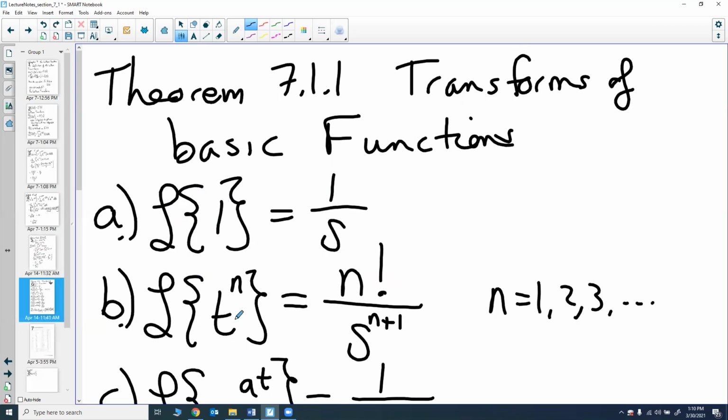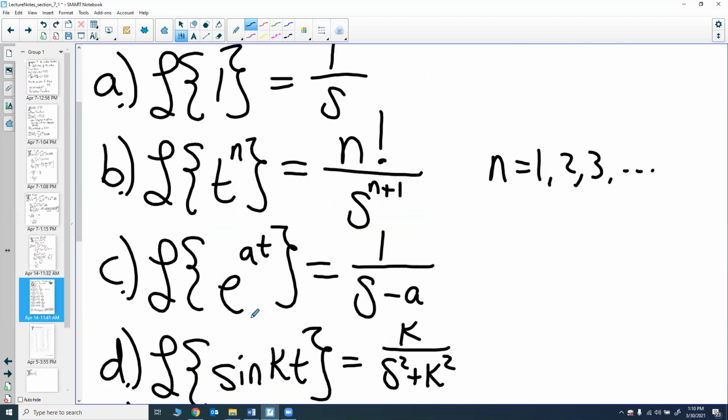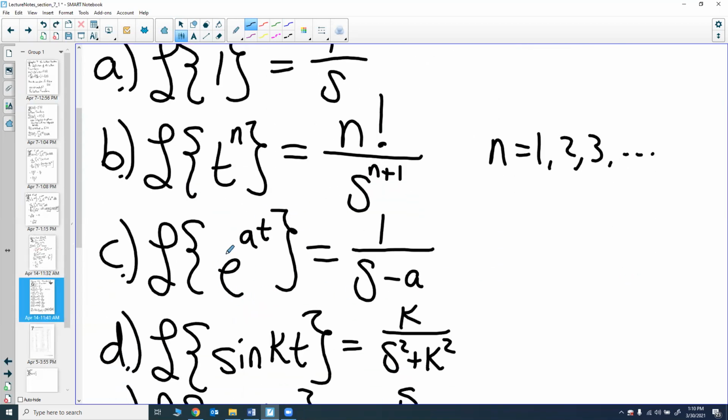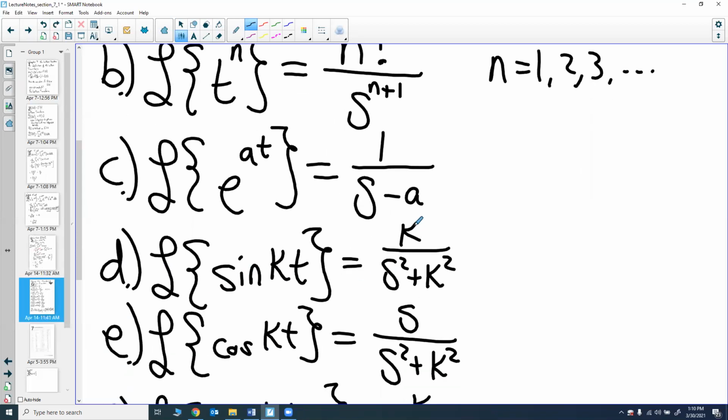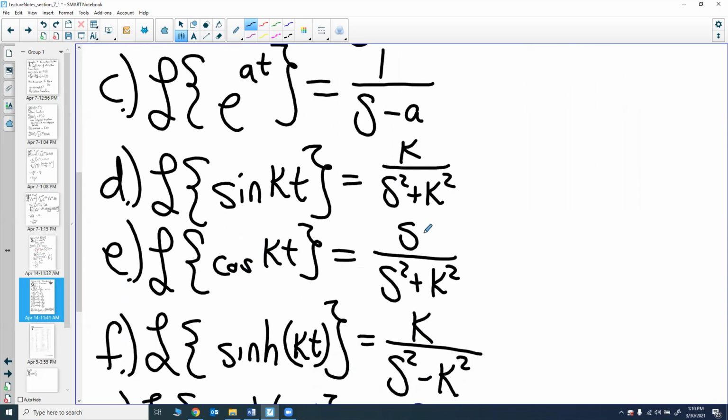You can do the Laplace transform of t to some power. That will always be n factorial over s to the n plus 1, where n is 1, 2, 3, actually positive integers. N factorial just means n times n minus 1 times n minus 2 all the way down to times 2 times 1. You can also see that the Laplace transform of e to the at is always going to give you 1 over s minus a. The Laplace transform of the sine of kt is equal to k over s squared plus k squared. The Laplace transform of cosine of kt is s over s squared plus k squared.